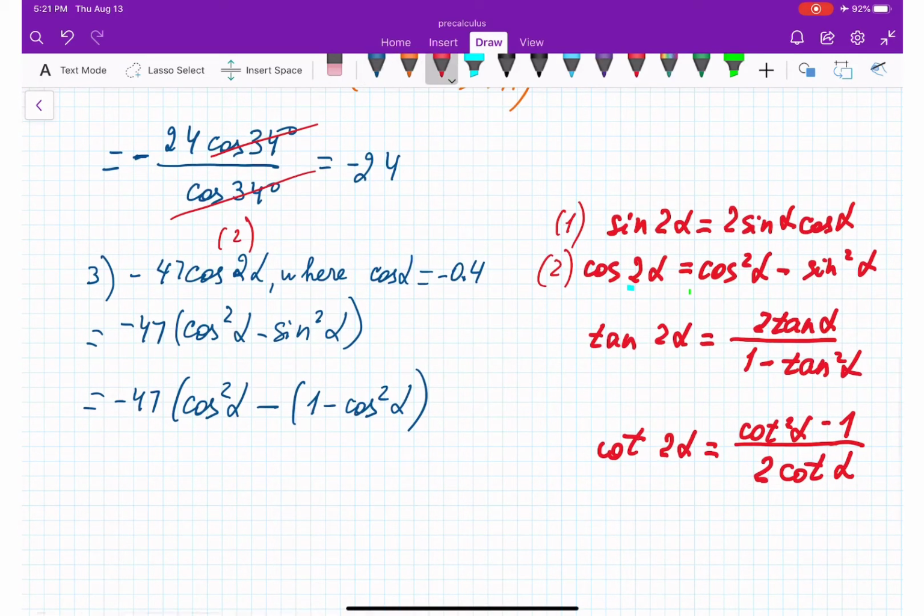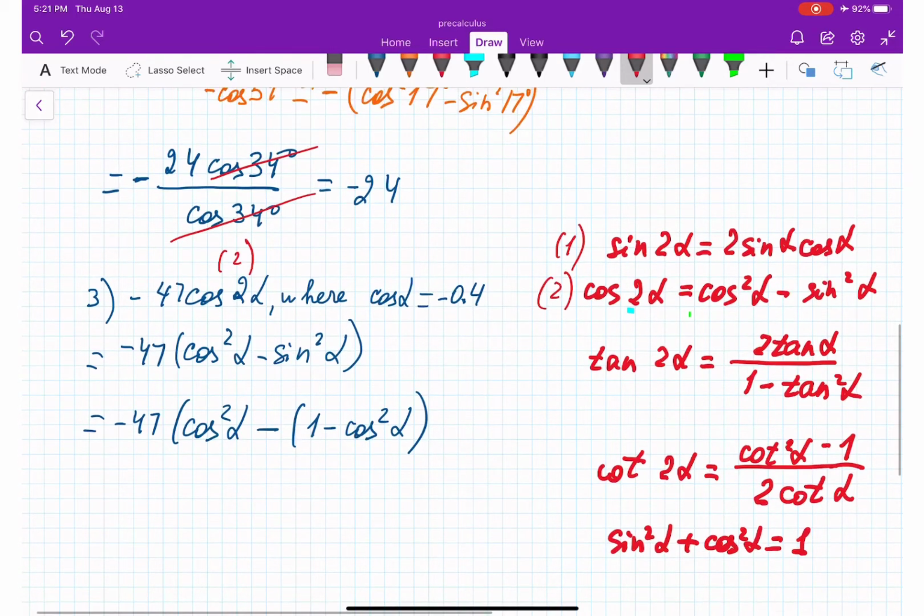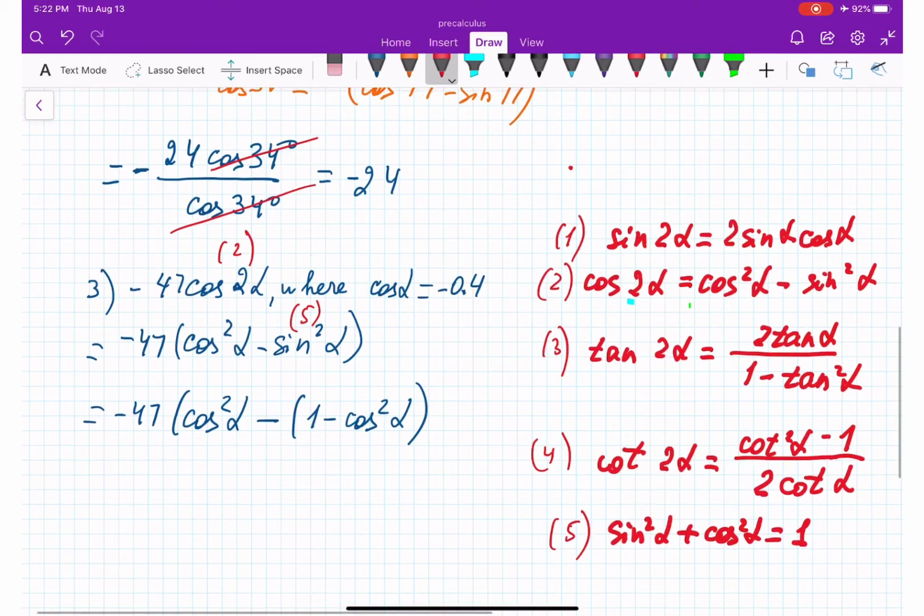Why? Because let me add this formula here. Sine squared alpha plus cosine squared alpha is equal to 1. Okay? So from here, I'm applying to this one. Let me see if this is formula 3, formula 4, this is formula 5. I am applying for sine squared alpha formula 5. So sine squared alpha equals 1 minus cosine squared alpha.